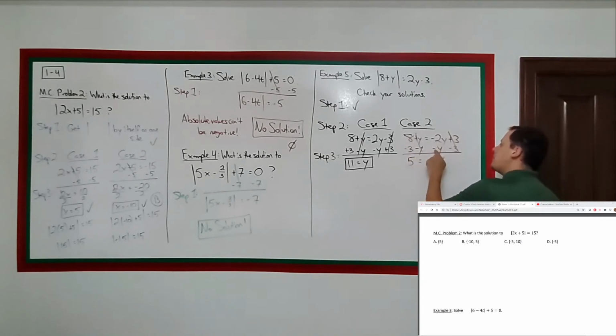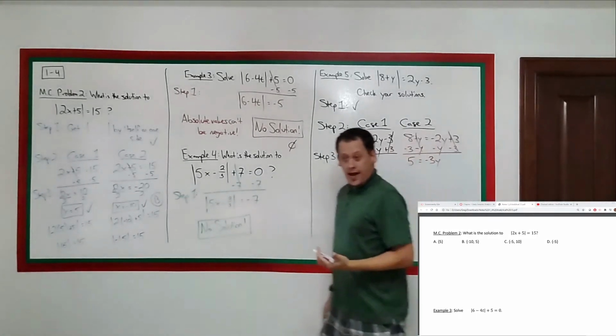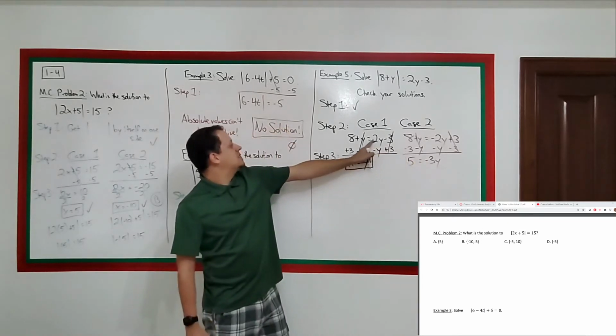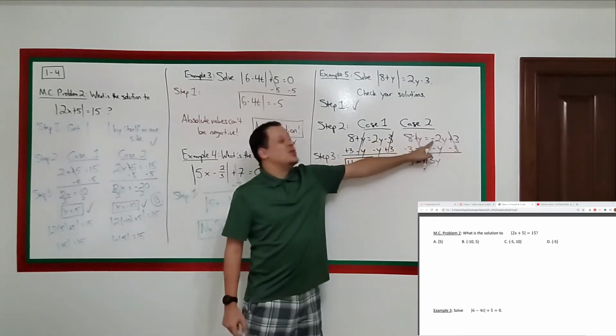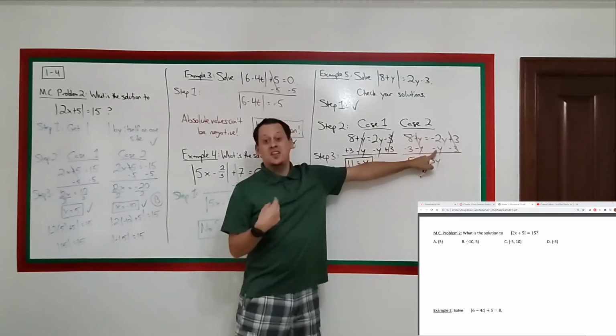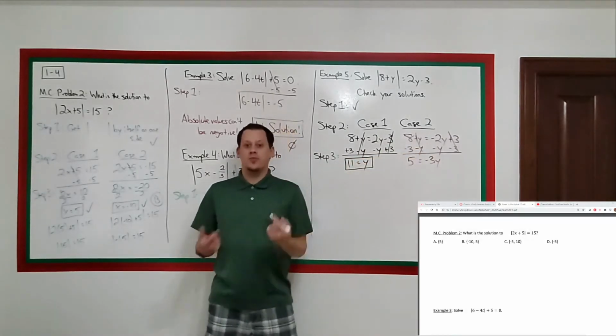Negative 2y minus y is negative 3y. So the reason this isn't just y here is because this was a positive 2y. We changed that to a negative 2y. So negative 2y minus another 1y gives us negative 3y.